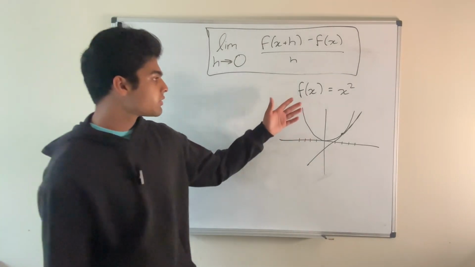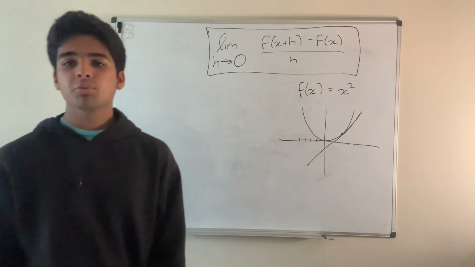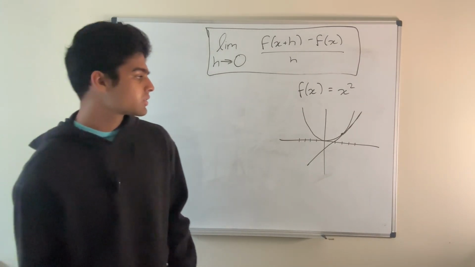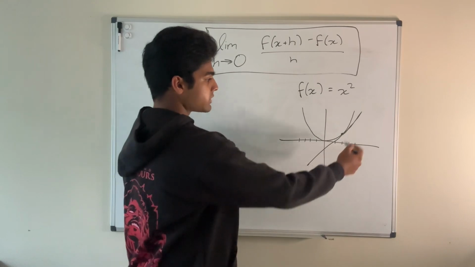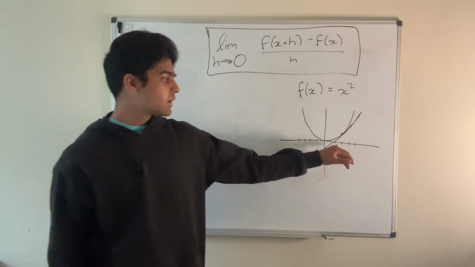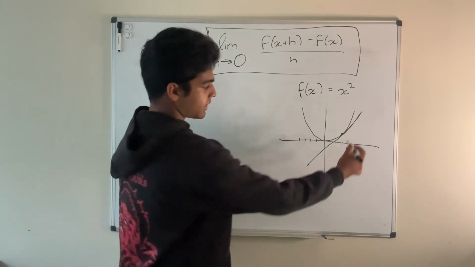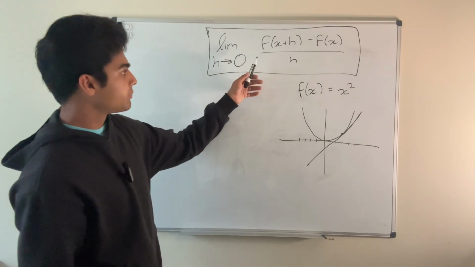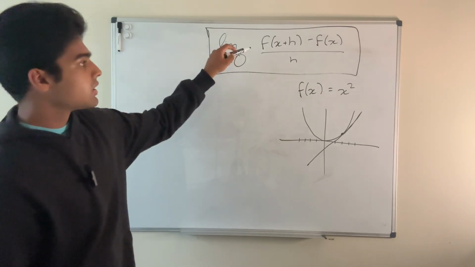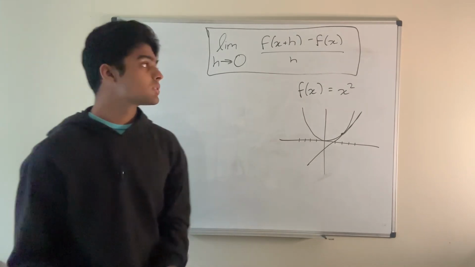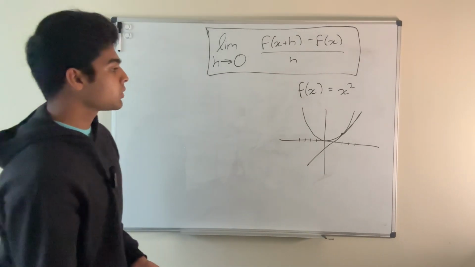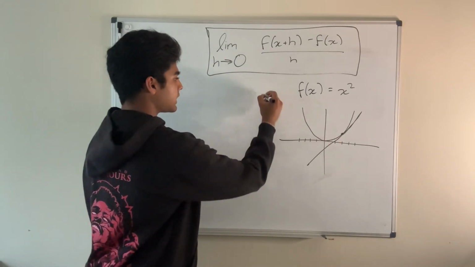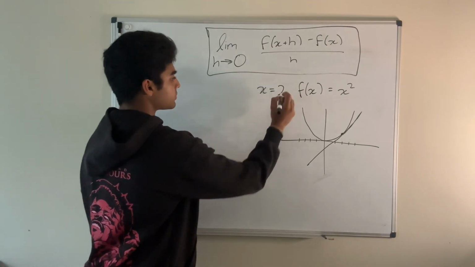Okay, so here we have the function x squared, right? And what if we want to find the derivative when x equals 2? So what do we do then? That means that we want to find the slope of the tangent line of the curve when x is 2. So this point right here, and I've drawn the tangent line to the curve at that point, right? So we have this equation right here, the limit as h approaches 0 of f of x plus h minus f of x all over h, okay? So we know that we want the derivative when x equals 2.